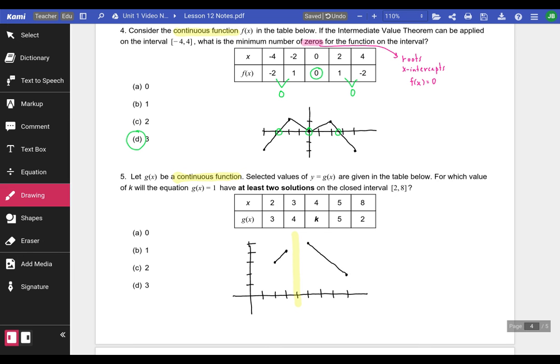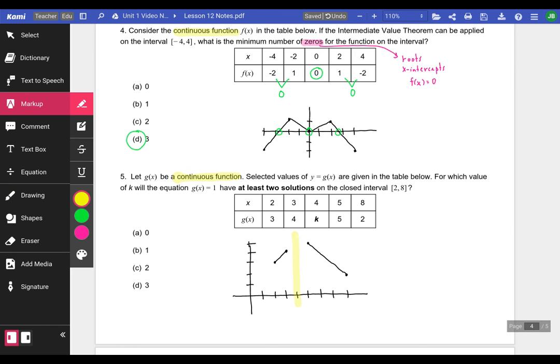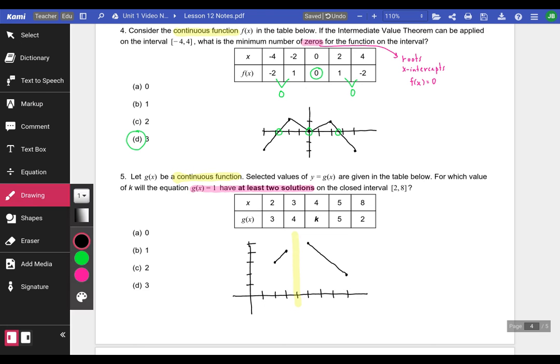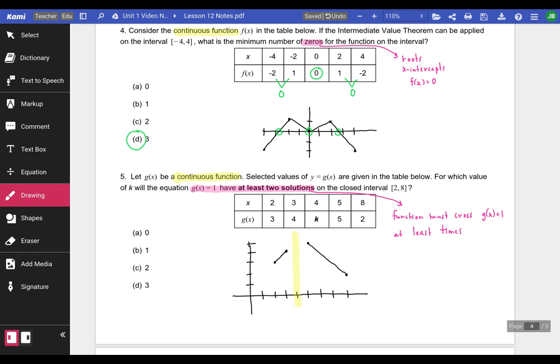And the idea is I want to know the values of k for which the equation g of x equals 1 will have at least 2 solutions. Well, for it to have 2 solutions, I'm going to make a note here that my graph must cross g of x equals 1 at least 2 times. That's what we mean when we say it must have at least 2 solutions. So I'm just going to sketch in here g of x equals 1, that's saying y equals 1. So I need to find this value of k so that if I were to connect up my graph here, I'm going to cross that pink line at least 2 times.